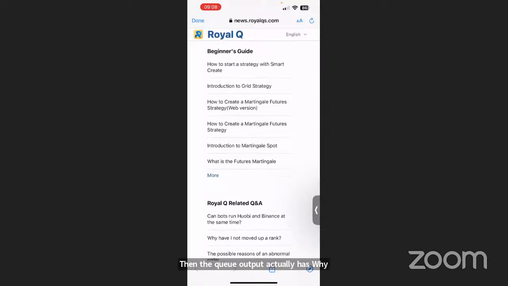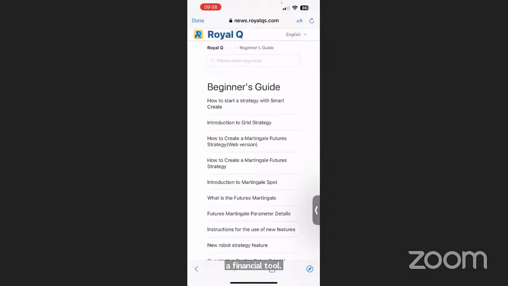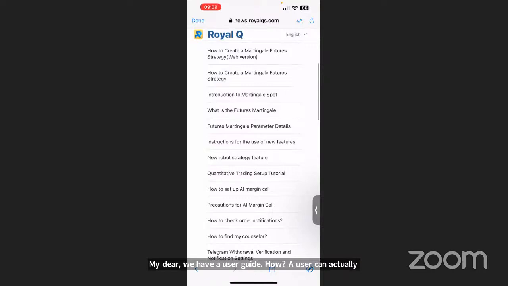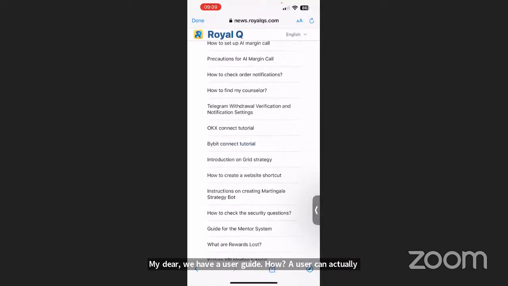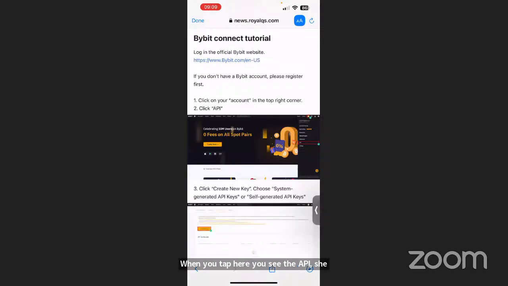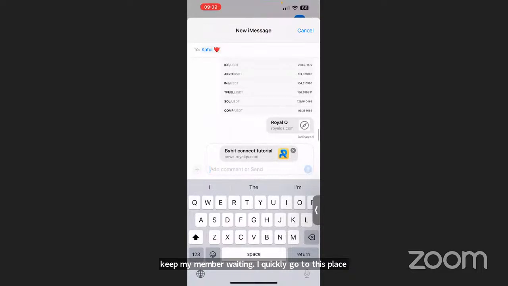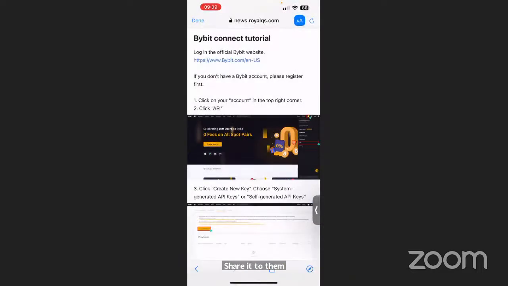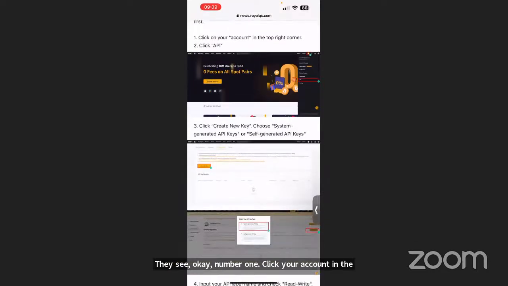So with the Royalq, because it's a financial tool, my dear, we have a user guide on how a user can follow how to use this robot. When you tap here, you see the API tutorials. So let's say I'm busy in another meeting. One of my team members needs help with API. I cannot leave that meeting and come to that meeting, and I cannot keep my member waiting. I quickly go to this place and share it to them. This is the Bybit tutorial. Once the person taps on the link, it opens a page like this. They see, number one, click your account in the top right corner. It's actually even displayed with graphics.